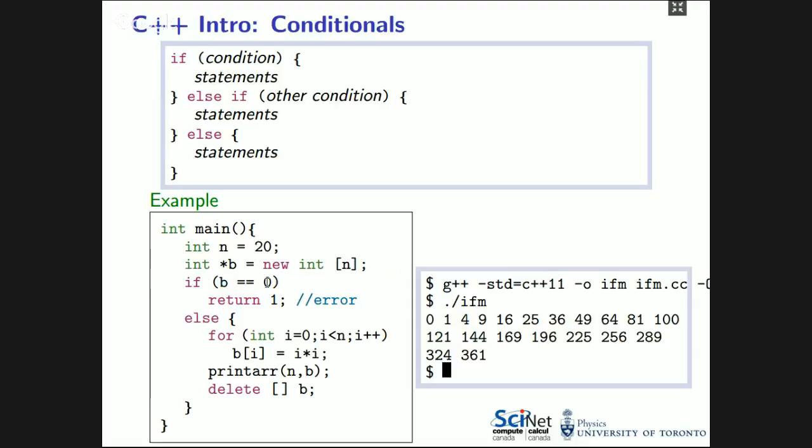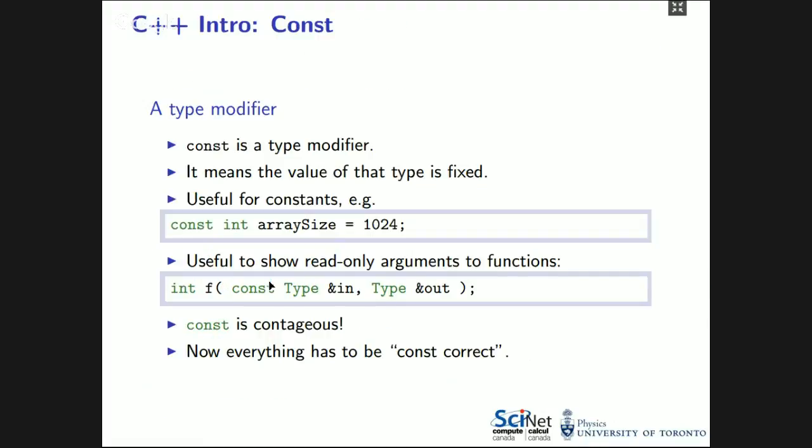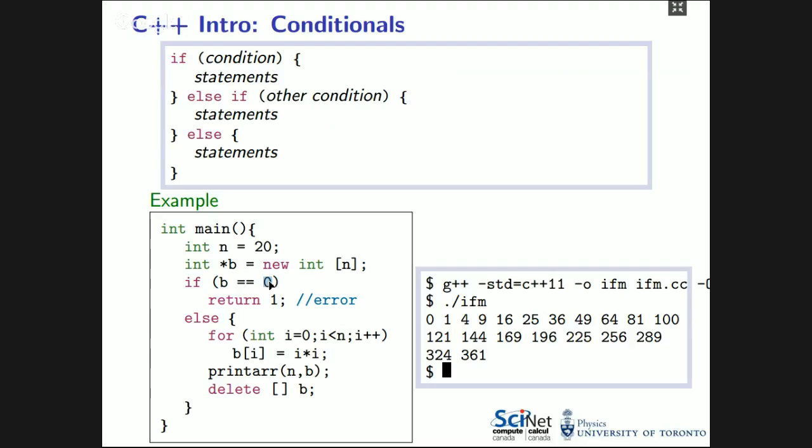And this is actually a typo. This should have said null pointer rather than 0. So it's an if statement that checks if this memory allocation was valid. Okay, so that's basically arrays and if statements.